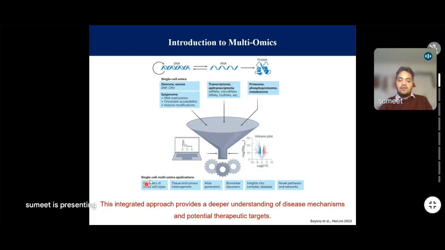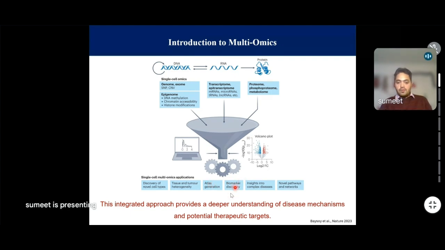For example, identifying different cell types, looking into tissue and tumor heterogeneity, or generating atlases. An atlas is like a map, like a world map. But in this case, it is an organ map, meaning in a particular organ, how these cells are arranged in space. So you can look at the architecture of the tissue, and at the same time, you can also look at what the different cell types present in the tissue are.